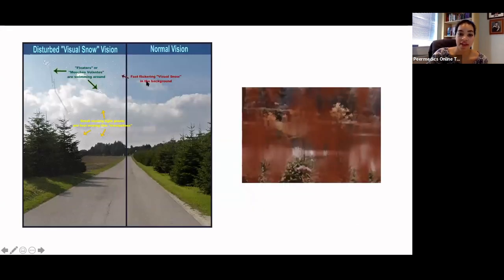Or it could be more severe. So in this case here, they've actually got this red clouding across, and that would be a very severe case of vitreous hemorrhage, and that's the actual blood essentially.